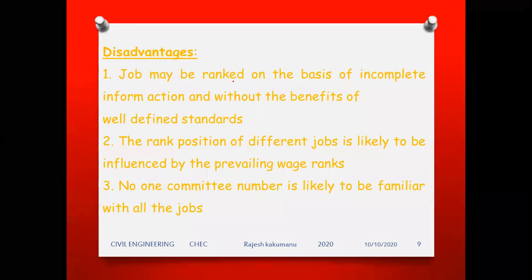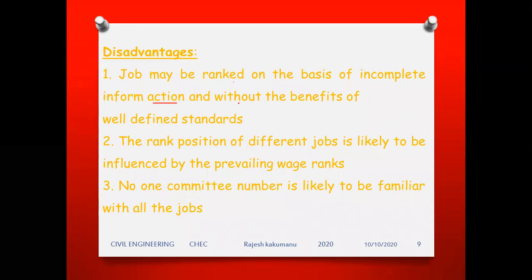Jobs may be ranked on the basis of incomplete information without the benefit of well-defined standards. So jobs can be given ranks based upon the benefits of well-defined standards described by any company. The rank position of different jobs is likely to be influenced by the prevailing wage rates. So whenever the salary is high, automatically the job rank is also high. If the worker's salary is 10,000, the supervisor's salary will be 12,000, right? The foreman's salary will be 16,000. The assistant manager's salary will be 20,000. So like this, depending upon the wage rates, the rank position of the jobs may differ.